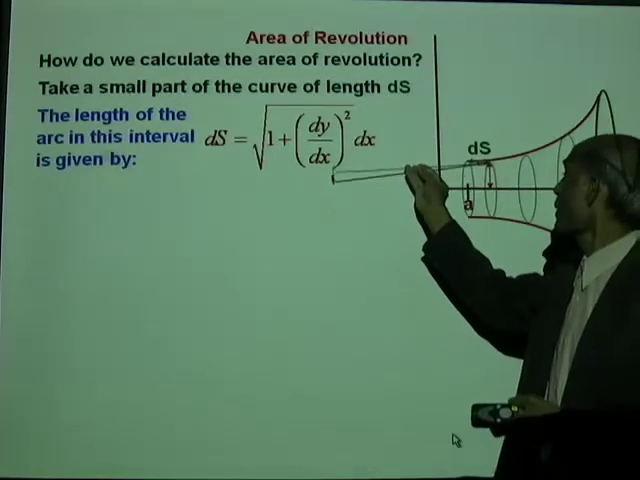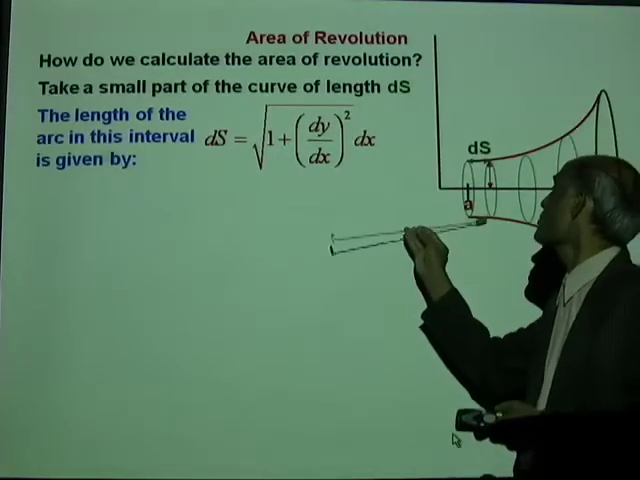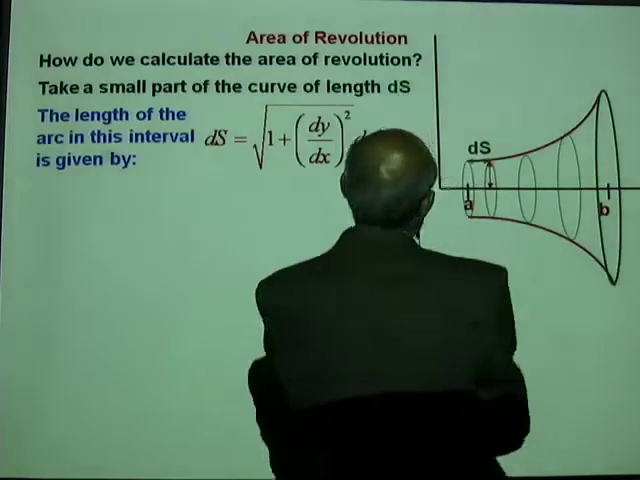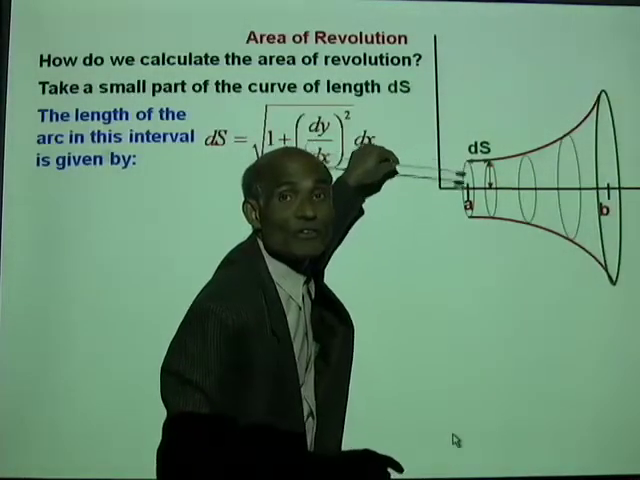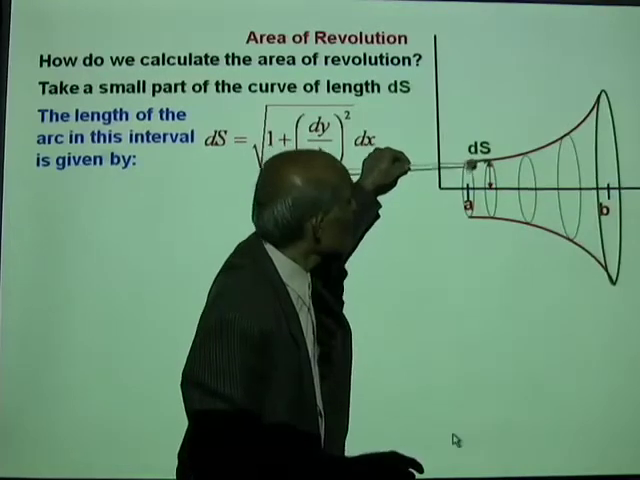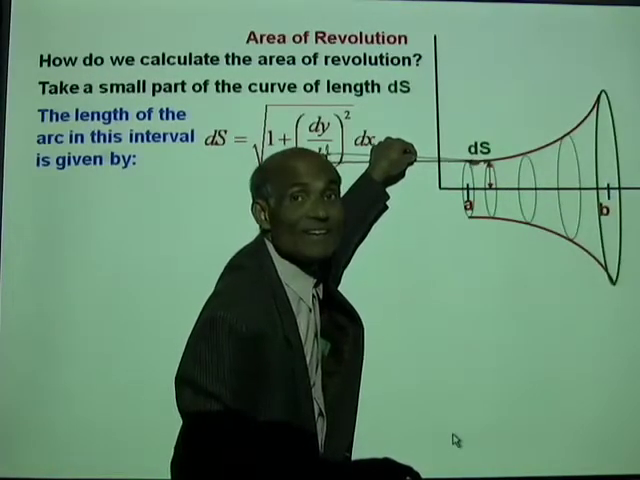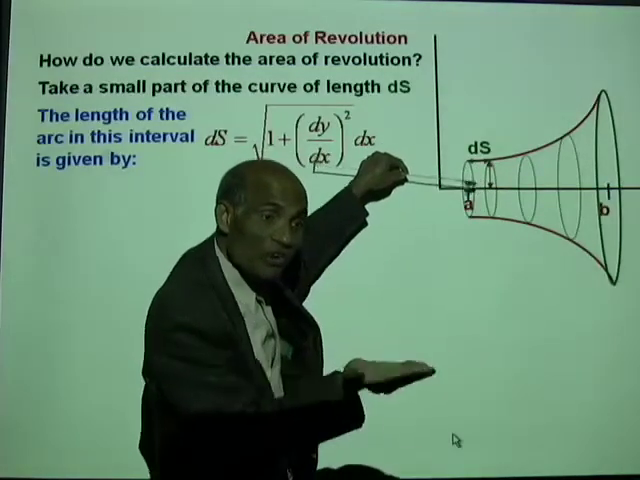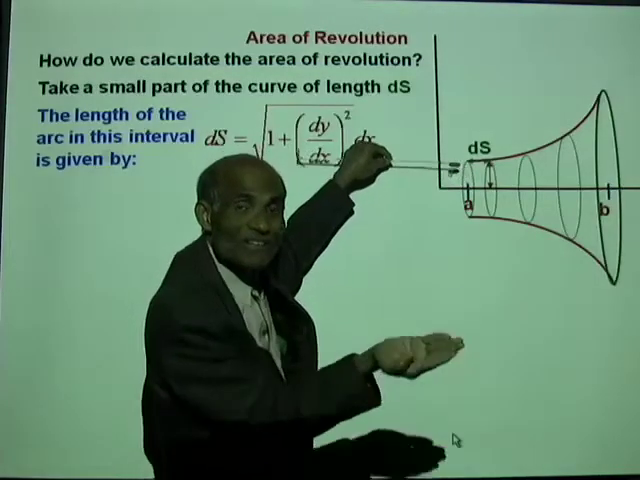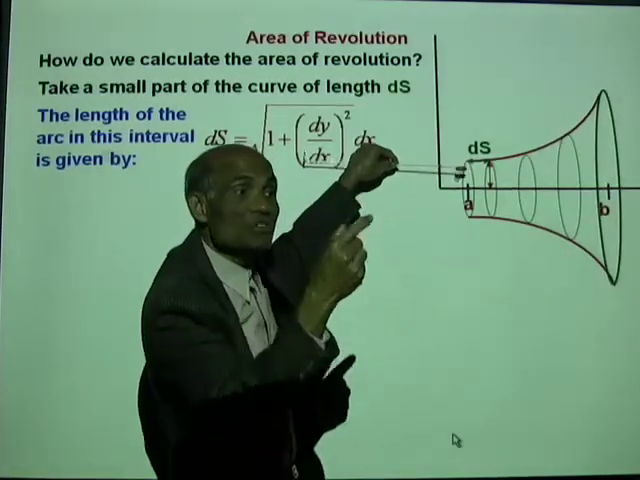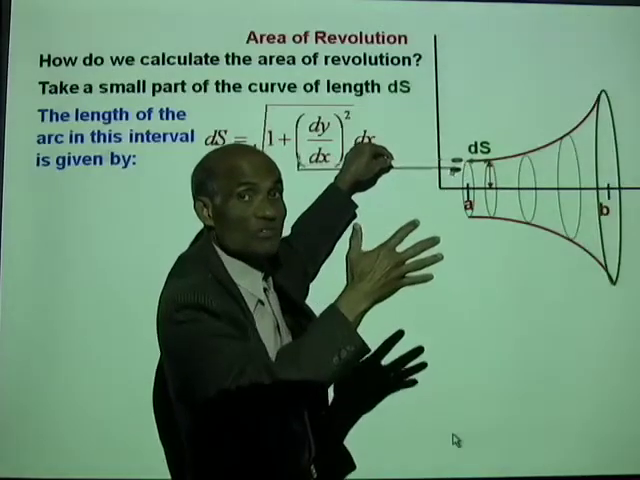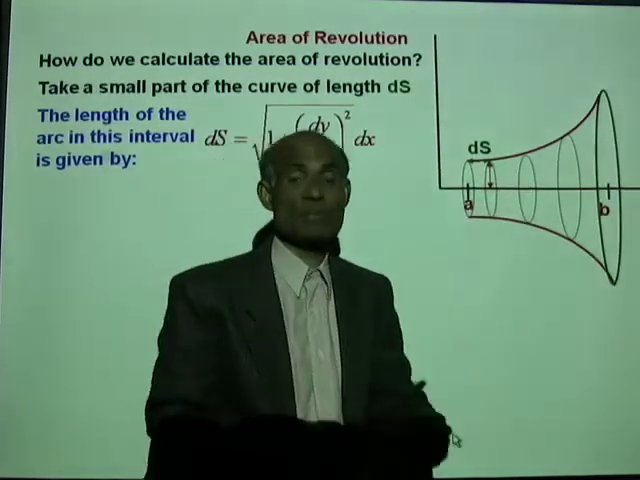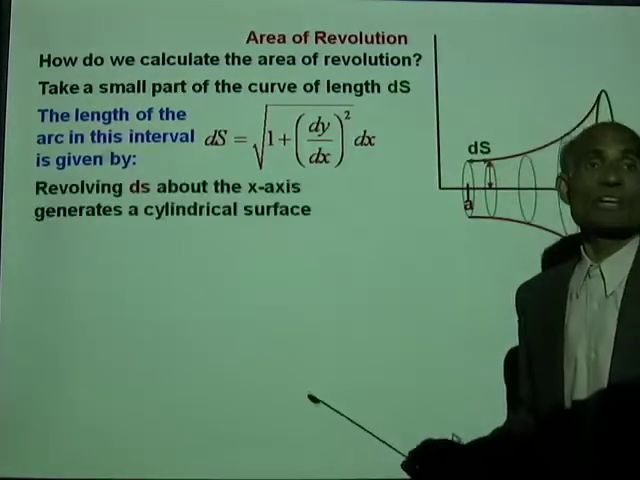Tell me, if you revolve this about the x-axis, what are you actually generating? Well, if you revolve just a point, you generate a circle. If you revolve a line of length ds, you are actually generating the surface of a disc-like structure. Is that right? That's right. You're actually generating the surface of a disc. Not the whole disc, because the inside is hollow. The surface of a disc. That is what you generate by revolving that ds around the x-axis.